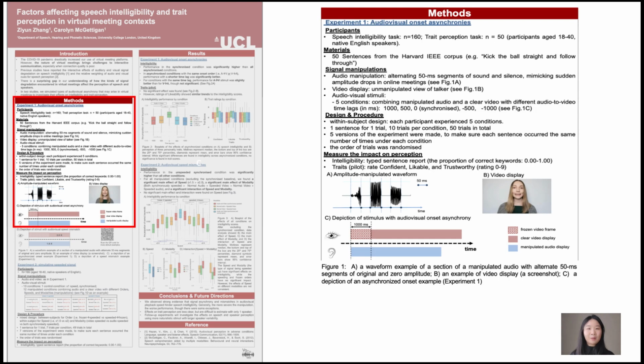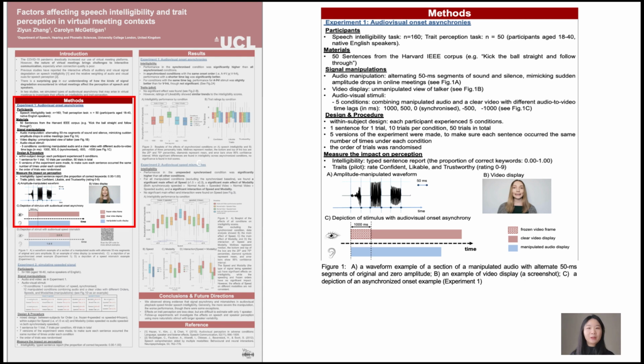In our 2 experiments, participants were presented with videos of a talker producing English sentences. The audio track was always manipulated to simulate sudden drops in amplitude. This made it challenging to recognize the words in the sentences. We then investigated how additional manipulations affecting the relationship between the audio and video tracks would impact our perception.